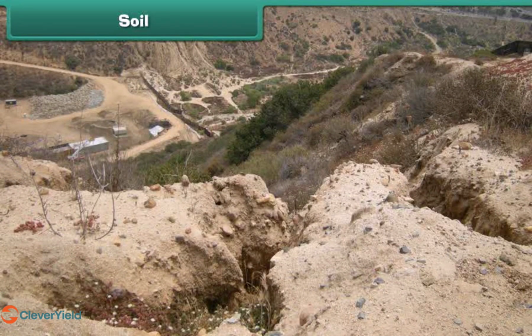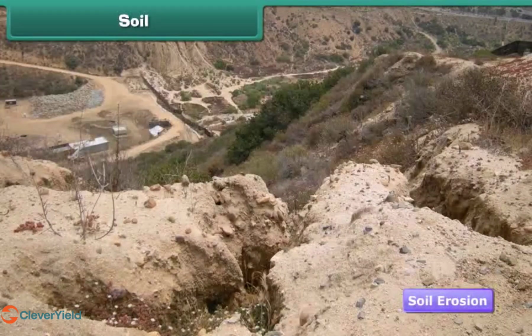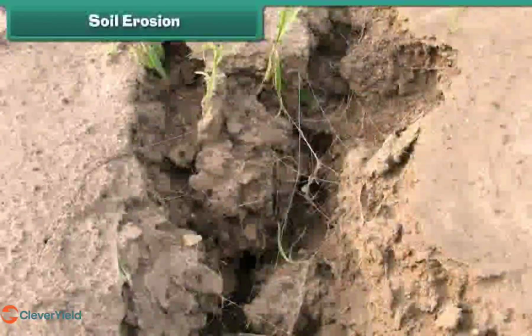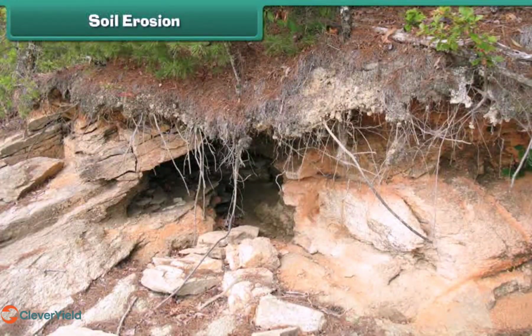But the fertility of soil has decreased significantly. This is mainly because of soil erosion. Come, let us learn about it. The natural removal of soil by the action of water or wind is called soil erosion. Look at the images. The disappearances of topmost surface and large ditches in the ground are the signs of soil erosion.